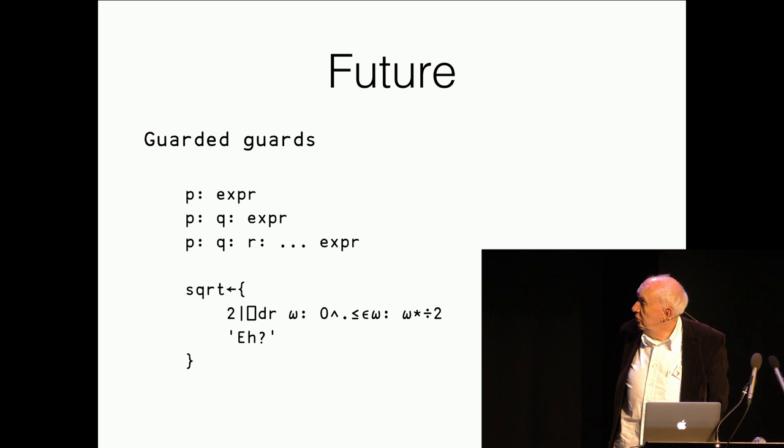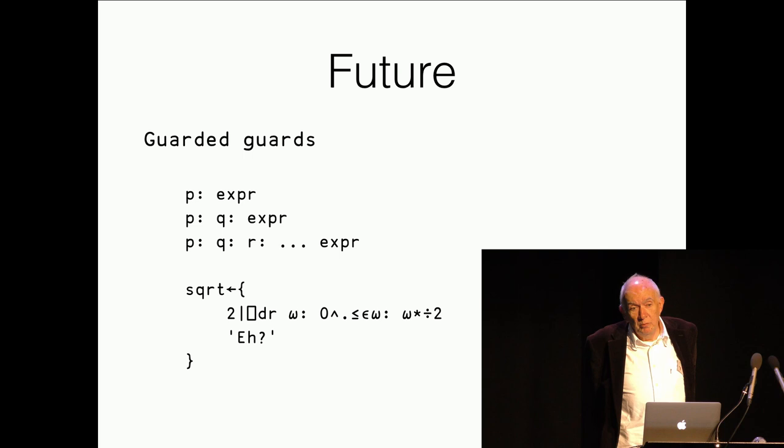So you can't do the test for non-negative unless you know you're dealing with a number. So you've got to do that number test first. There are examples where that's useful, I contend. So that's one crazy idea. These get crazier as they go.